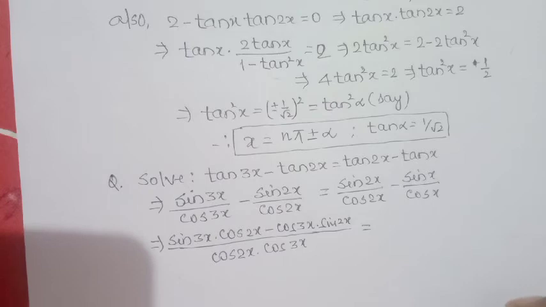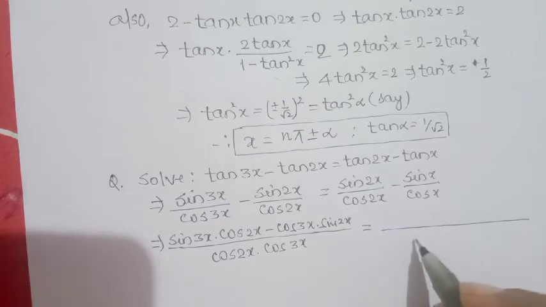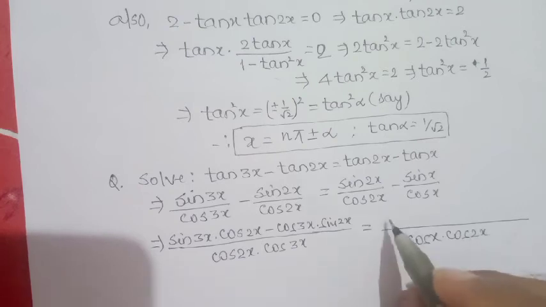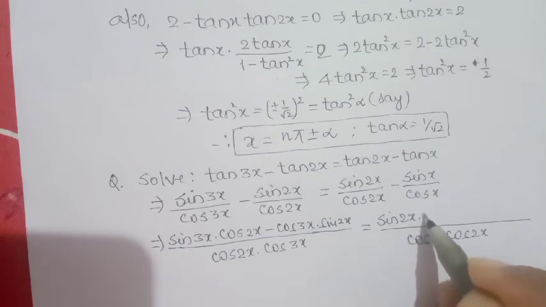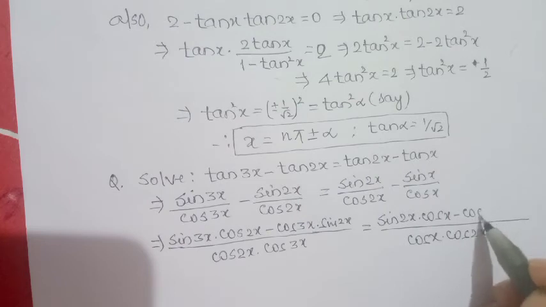Apply the same pattern, students, on the right side. So the LCM should be cos x into cos 2x, and its numerator should be sine 2x into cos x minus cos 2x into sine x.